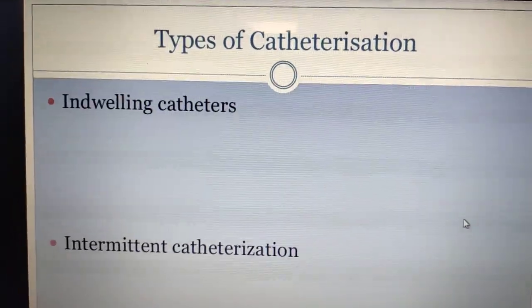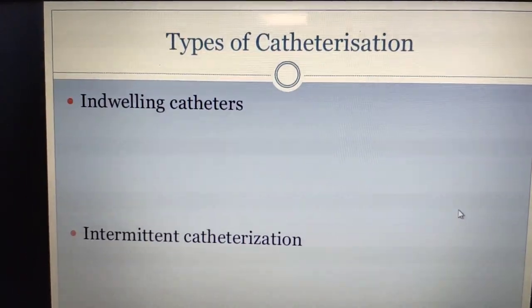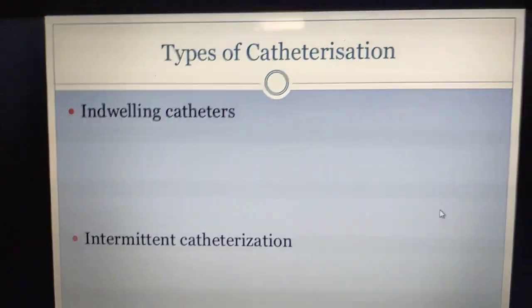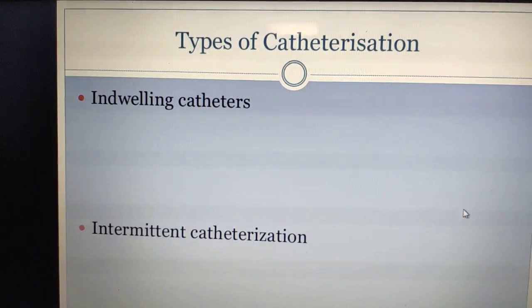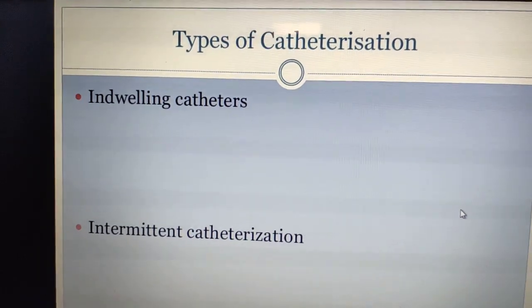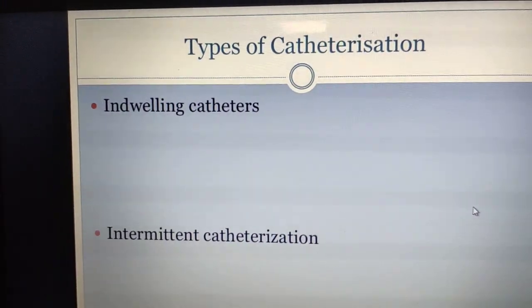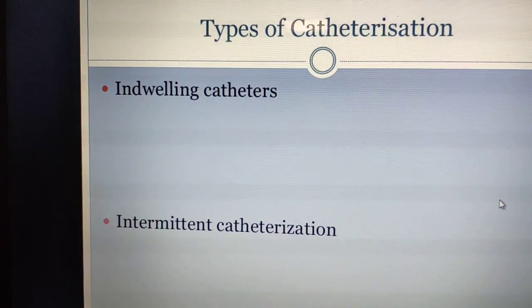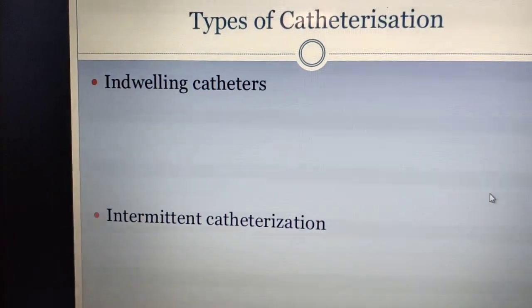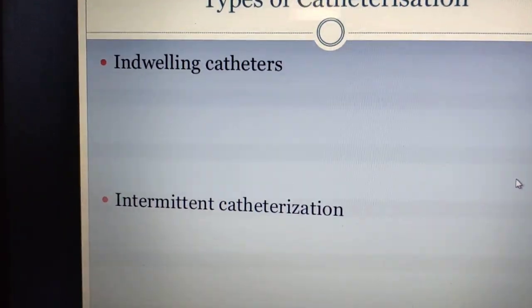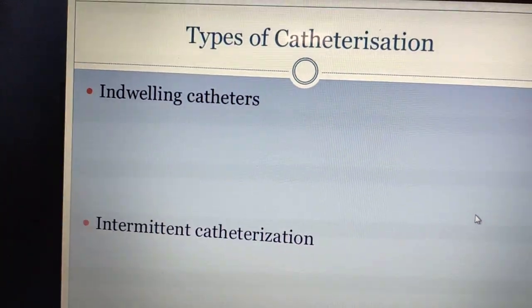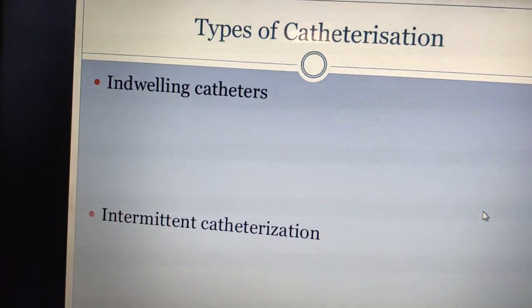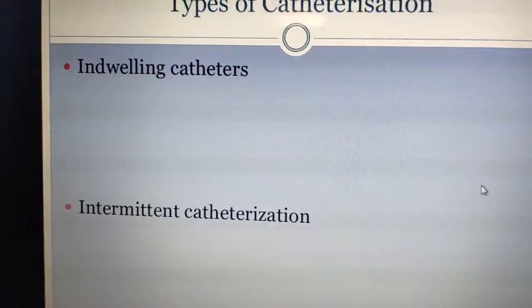Next we'll see what are the types of catheterization. We have so many types of catheterization. First one is the indwelling catheter. Indwelling catheter means, a balloon is there, that I will show you in the next slide, for retaining this catheter in the bladder for a few days. So that we call indwelling catheter.